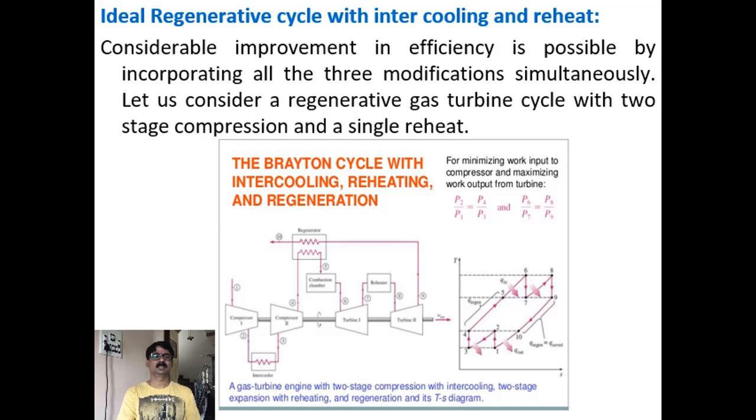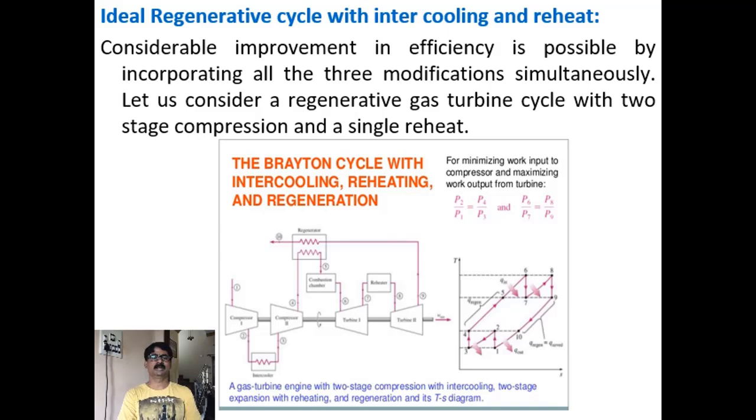Now, in the last lecture, we discussed the various methods to improve the efficiency of the Brayton cycle. What we discussed are the regeneration method, intercooling, and the reheat. Now, we'll discuss the combination of all the three, that is, the ideal regenerative cycle with intercooling and reheat. Considerable improvement in efficiency is possible by incorporating all the three modifications simultaneously.